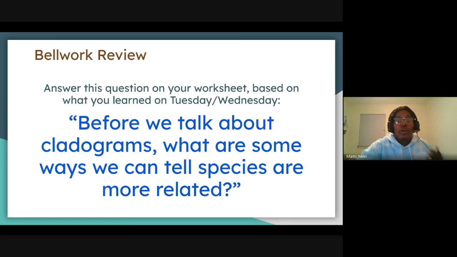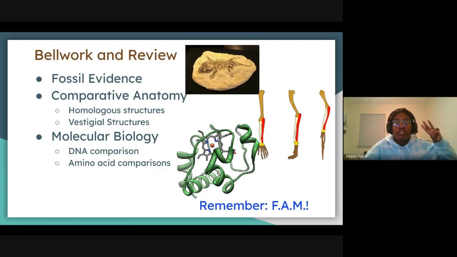All right, so hopefully you recalled our 3-letter acronym that we learned on Tuesday and Wednesday, FAM: fossil evidence, comparative anatomy, and molecular biology are the 3 main ways that we focus on proving evolution, and thus the idea that most things are related to some degree. All living things are related, but we're just trying to figure out how much they are related. So the idea with cladograms is giving that relative relatedness.